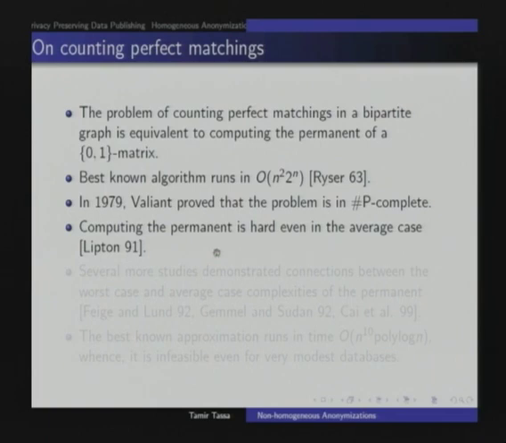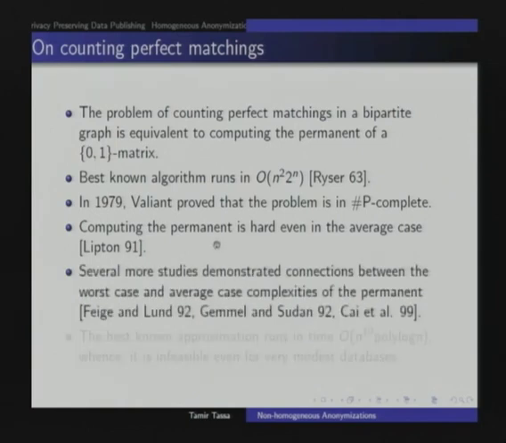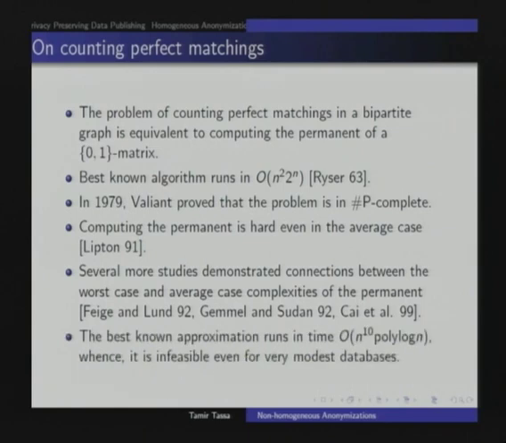It was shown also to be a problem which is hard even in the average case. Cryptographers will not be impressed by saying that this problem is hard in the worst case, because the actual case could be not hard. This problem was shown to be hard even in the average case, and there is a long line of studies that showed the connection between the average case and the worst case complexity of the permanent. And it is even very, very hard to approximate, so it's really a hard problem.